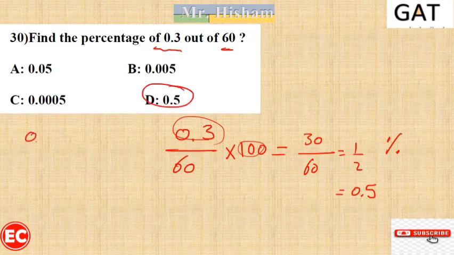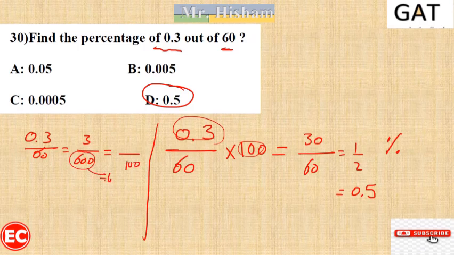Or if you want, 0.3 divided by 60, and you multiply up by 10, it's going to be 3, multiply down by 10, it's going to be 600, and then divided here by 6 to be 100. Why especially 6, Mr. Hisham? I will show you. And divided here by 6 is going to be 0.5. Half of 100 is 0.5%.